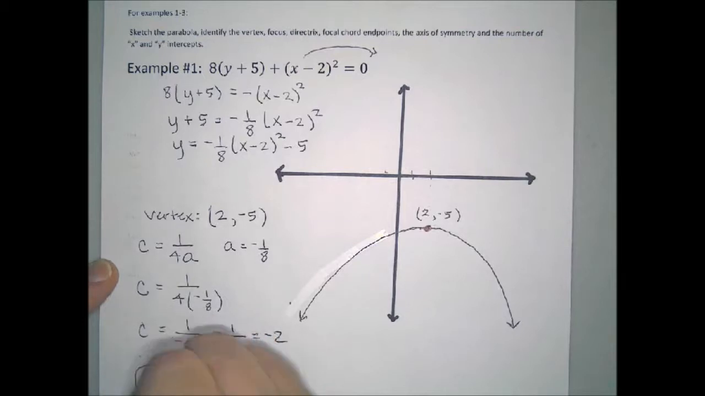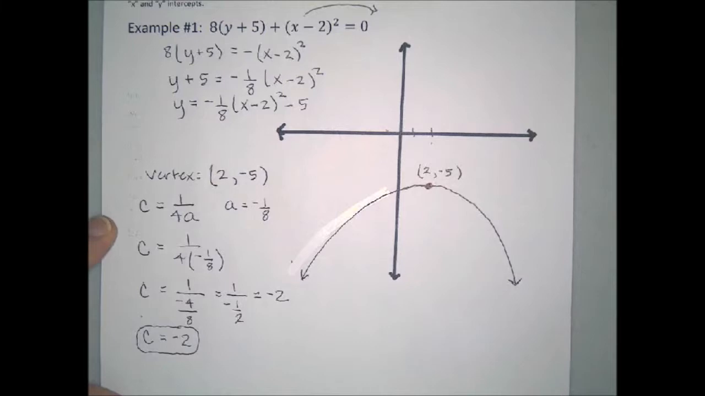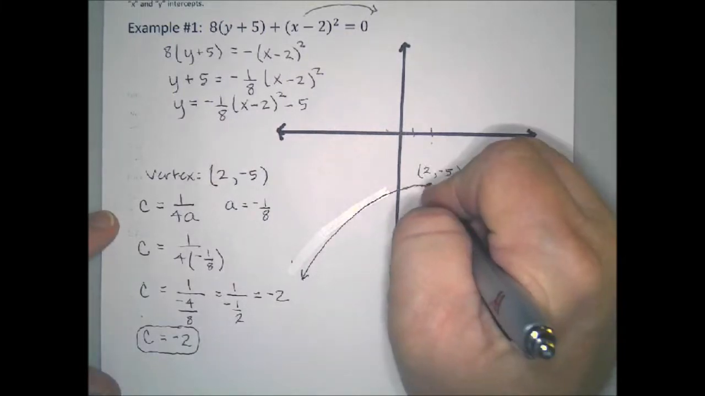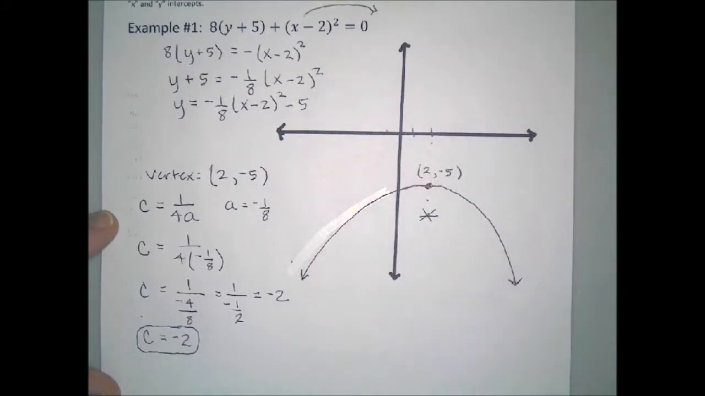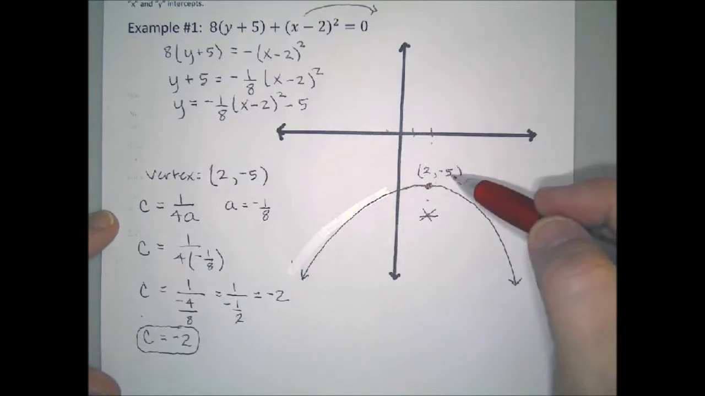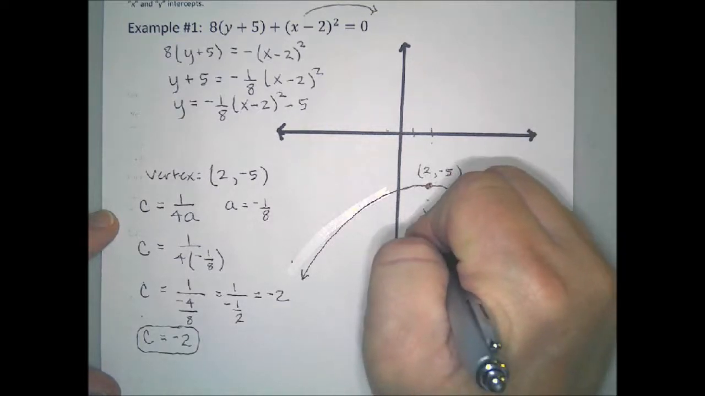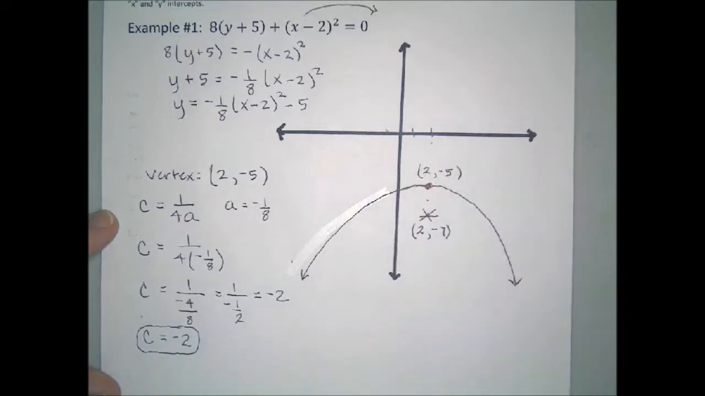Now remember, the negative simply is the direction you need to go to find the focus. And we know you have to go down because it's a down parabola. So if I'm at 2, negative 5, I go down 2 steps to find the focus. Well, when you travel vertically, you change the y-coordinate. You don't change the x-coordinate. So this would be 2, negative 7. So the focus would be at 2, negative 7.